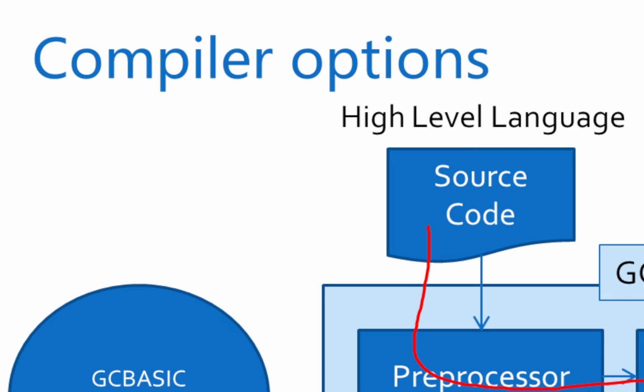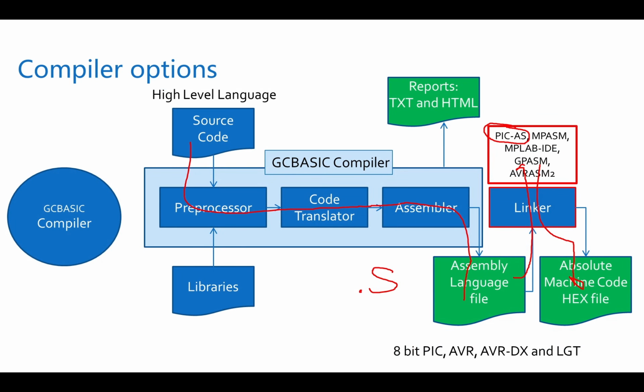I'll do that all again. Generate your source file into the code translator, into the assembler, and here it will create an assembly language file. In this case, a .s file. That .s file will be passed into PIC-AS, and it will generate a hex file. That's quite clever. See that in action.